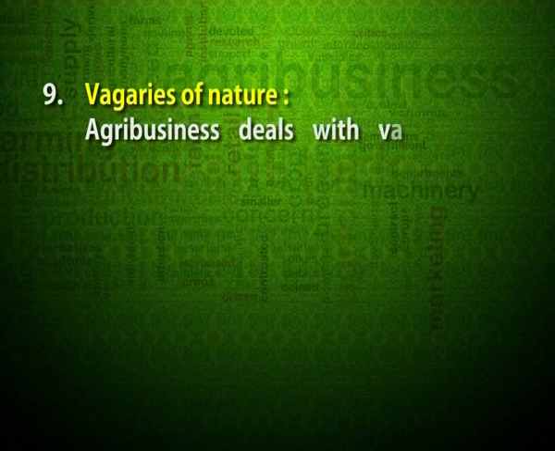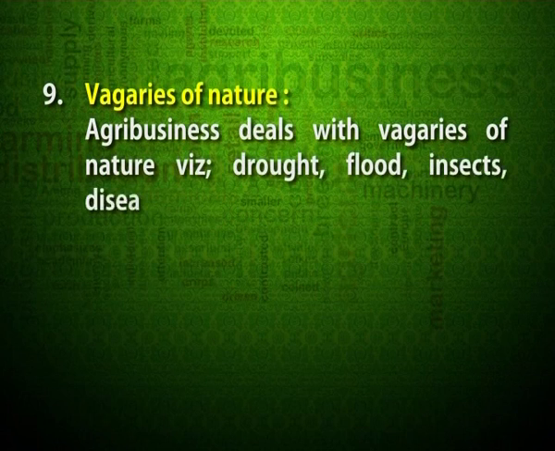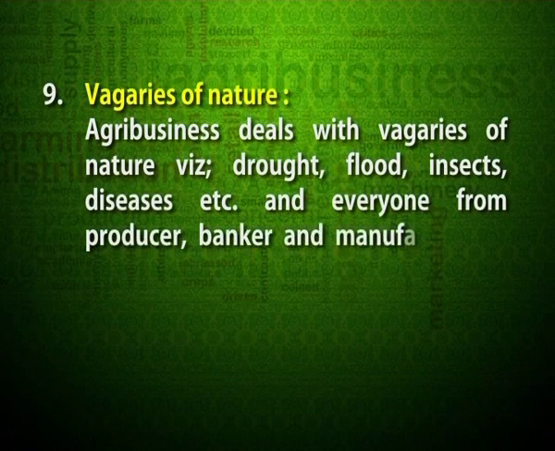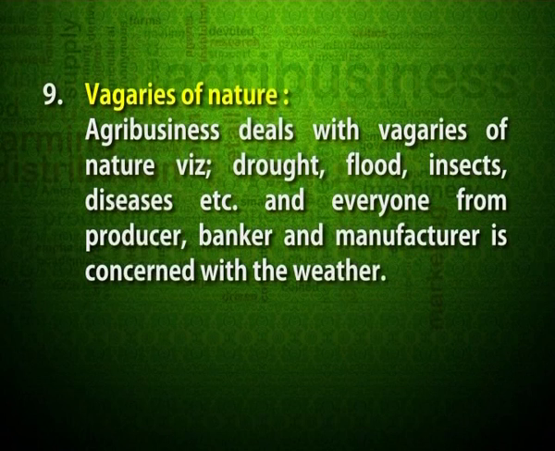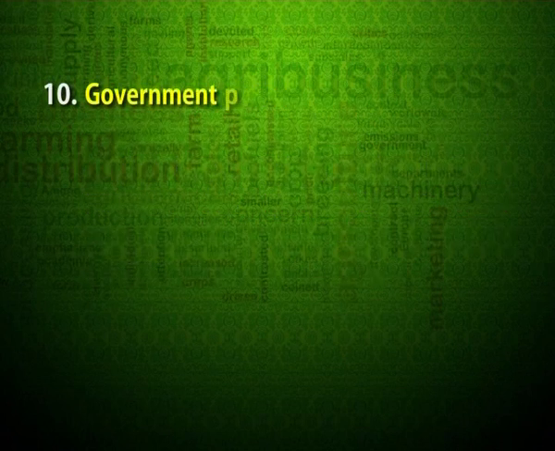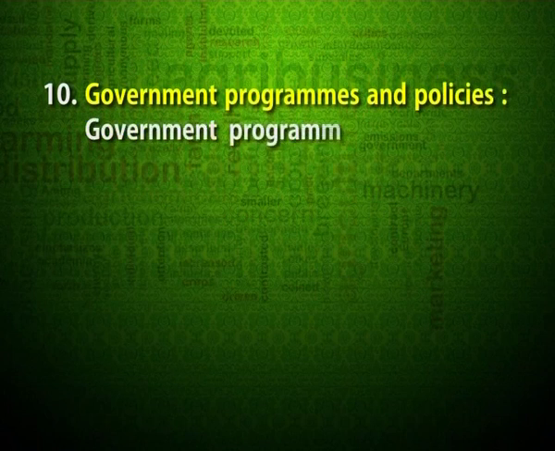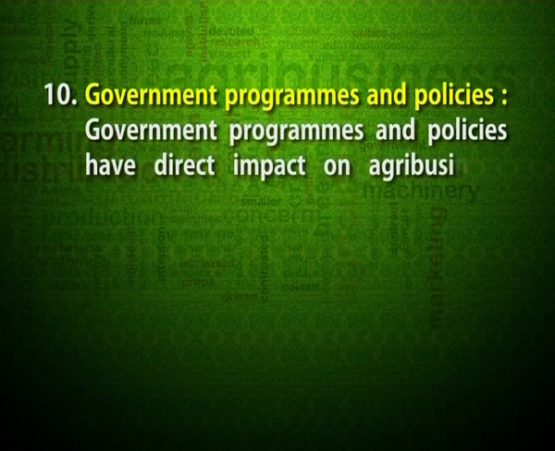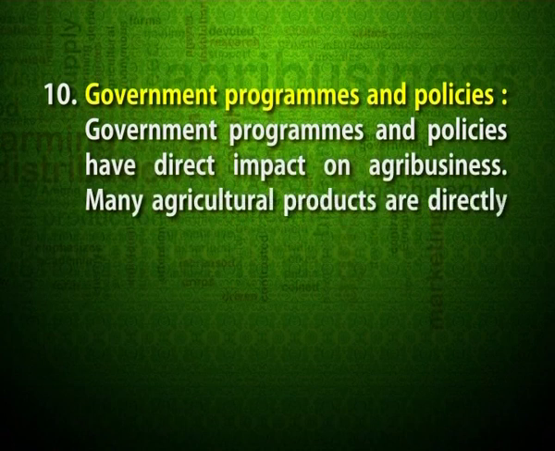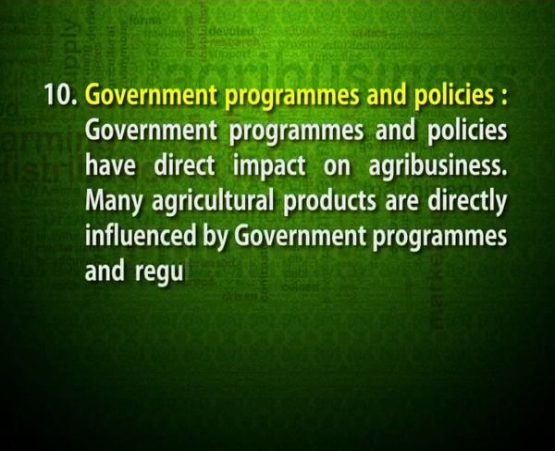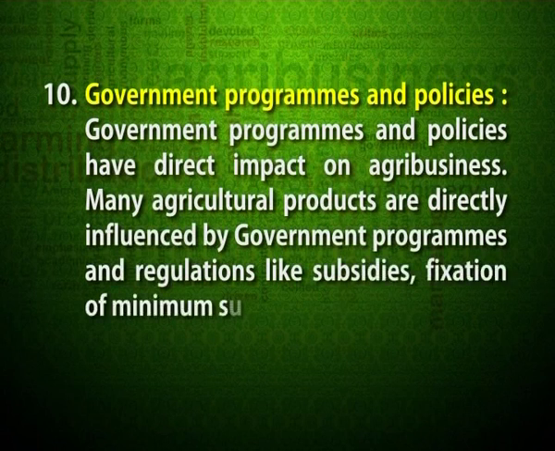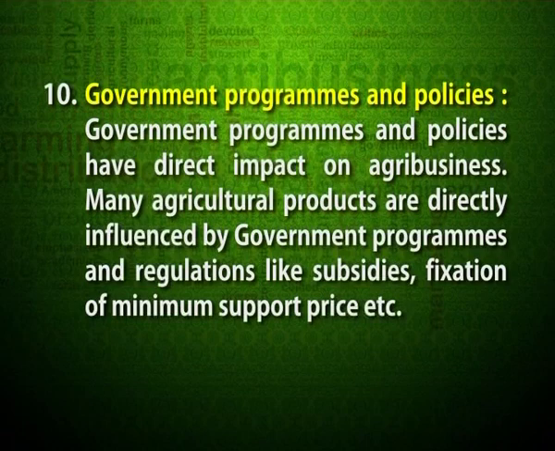Number 9, vagaries of nature. Agribusiness deals with vagaries of nature, namely drought, flood, insects, diseases, etc. And everyone from producer, banker and manufacturer is concerned with the weather. Number 10, government programs and policies. Government programs and policies have a direct impact on agribusiness. Many agricultural products are directly influenced by government programs and regulations like subsidies, fixation of minimum support price, etc.